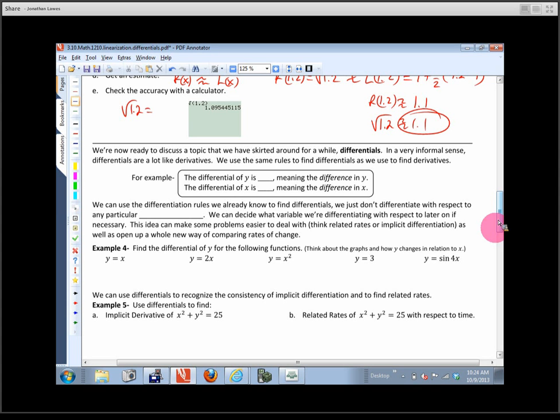So differentials are a lot like derivatives. You can kind of think of them as parts of derivatives. And the cool thing is, there are no new rules for working with differentials. If you know the rules for finding derivatives, you automatically know the rules for finding differentials, okay? So the differential of y is plain old dy, and the differential of x is plain old dx, okay? And what it means is, literally, the difference in y and the difference in x, okay?